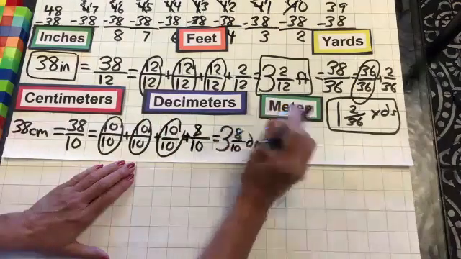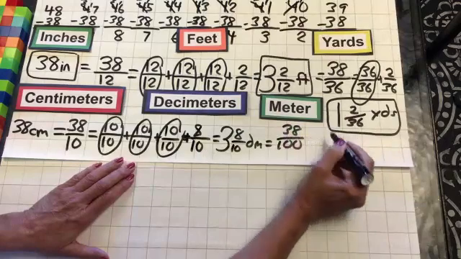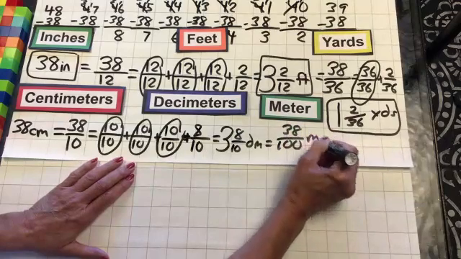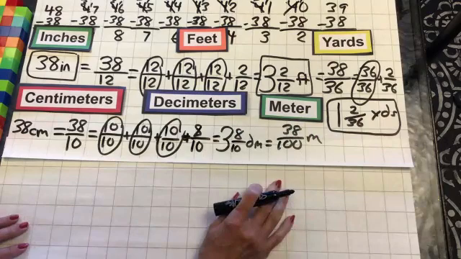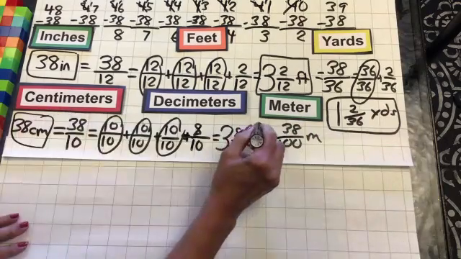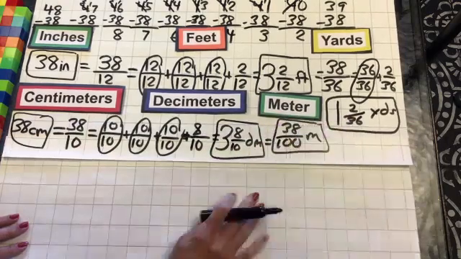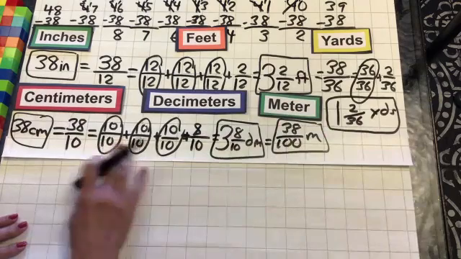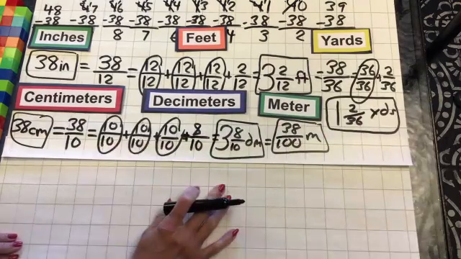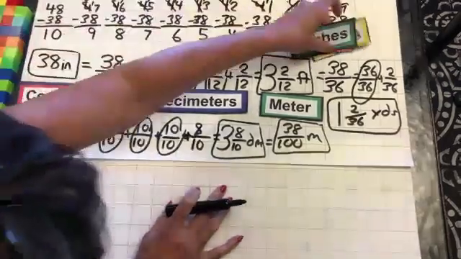Boom. All right. And then we have 38 out of, it takes 100 centimeters to make a meter. So we have 38 hundredths of a meter. So this equals this, which equals this. Nice job. This is just our work to figure it out. All right, that's our linear measurement. Let's go on to our liquid measurement.